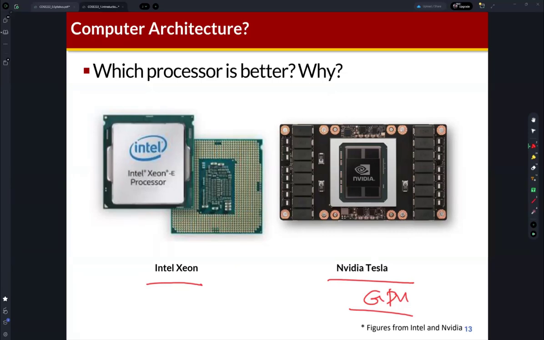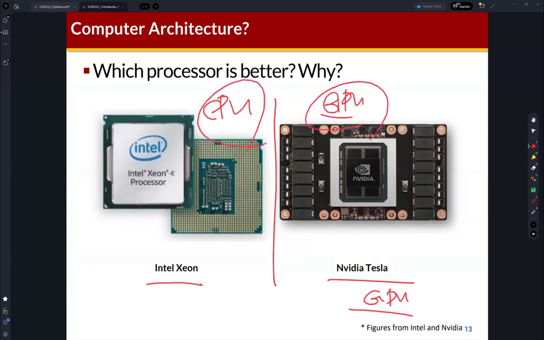Actually, the target is different. This is a CPU, and this is a GPU. And the design policy is also different. For a certain domain of applications, GPUs are better, such as AI applications. For AI applications, GPUs are better, obviously. But for different kinds of applications, the performance of a CPU can be better.